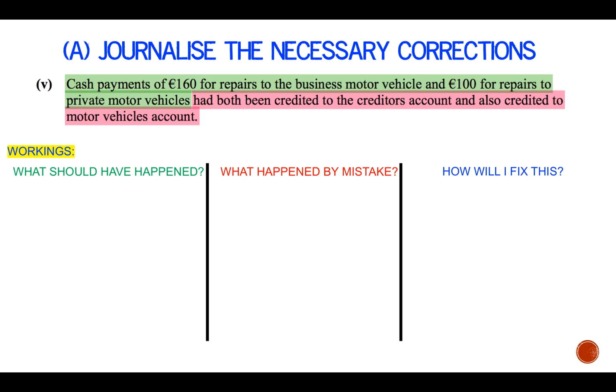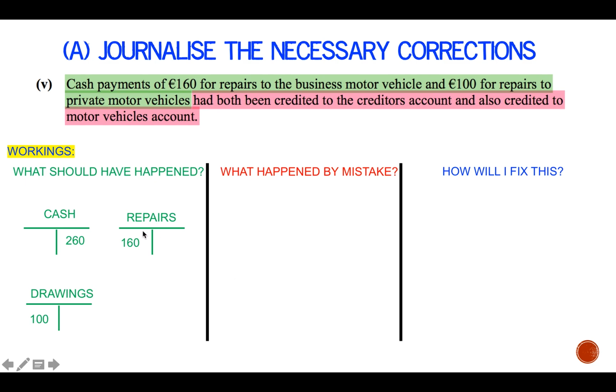So number 5 then, cash payments of €160 for repairs to the business motor vehicle and €100 for repairs to private motor vehicles had both been credited to the creditor's account and also credited to the motor vehicles account. Okay, so what should have happened here? €260 cash was spent, so that is the asset cash reducing. When an asset reduces, we credit it, so €260 there on the credit side.